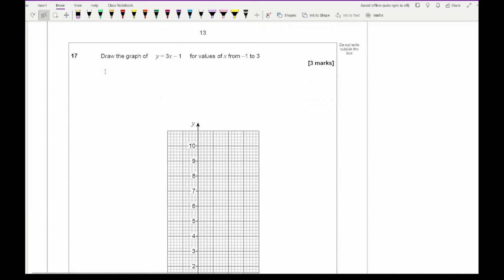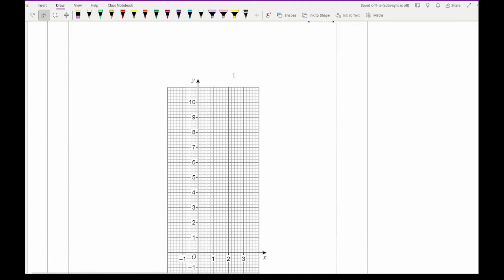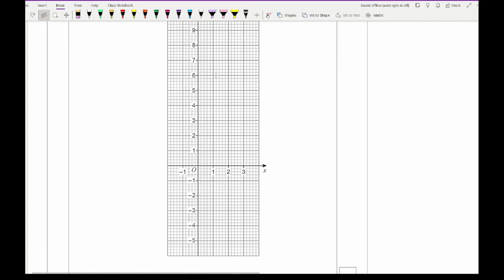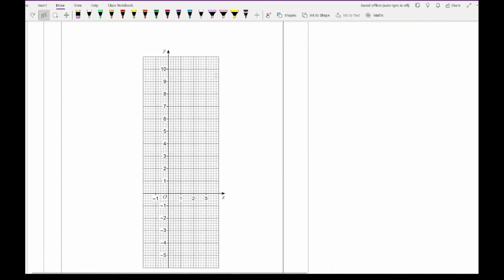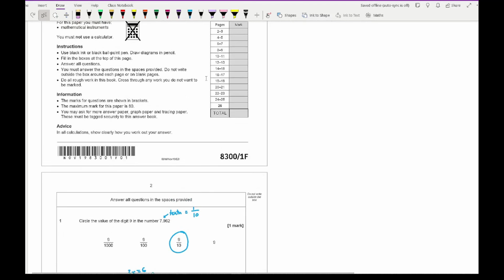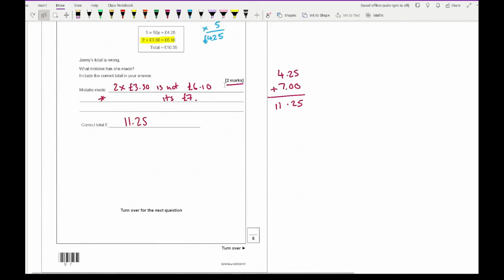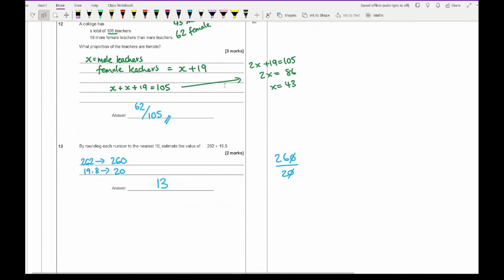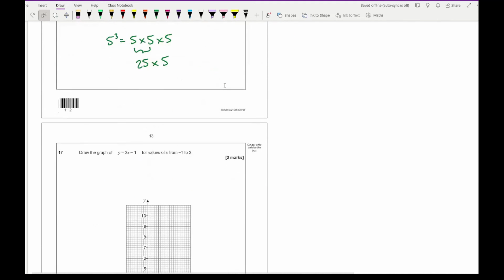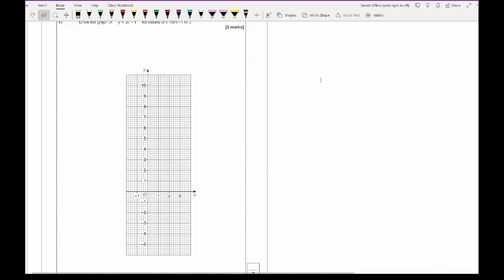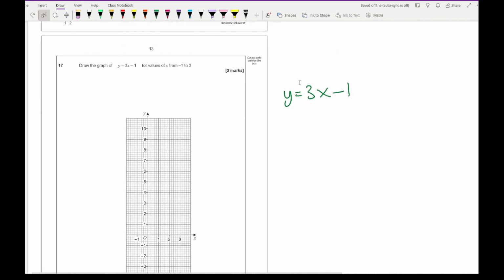Then looking at question 17, it says draw the graph of y equals 3x minus 1 for values of x from minus 1 to 3. Now let me just zoom out so you can see what we're doing for this particular question. That's not helpful. Let's just go back to where we were. There we go, so that we're not squinting. So what we need to plot is 3x minus 1.